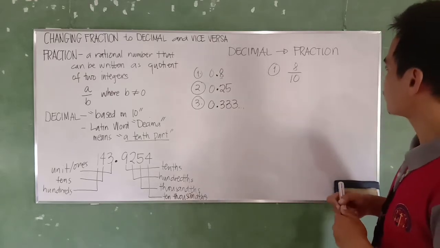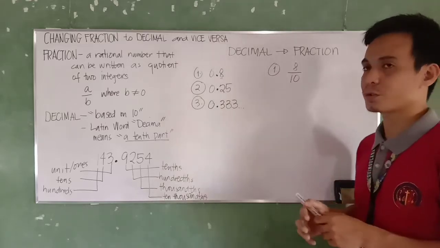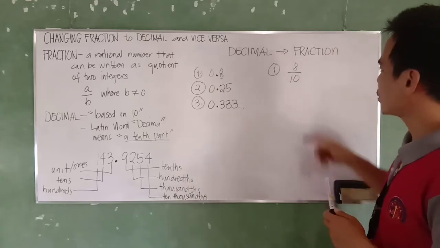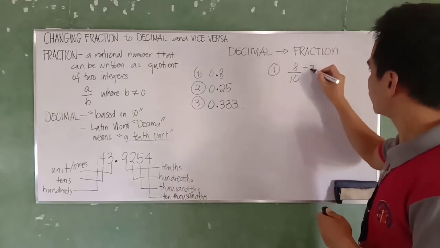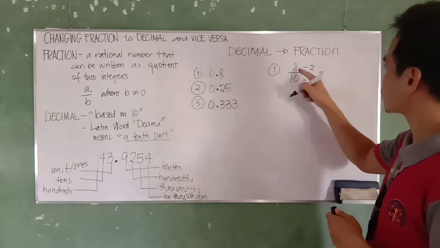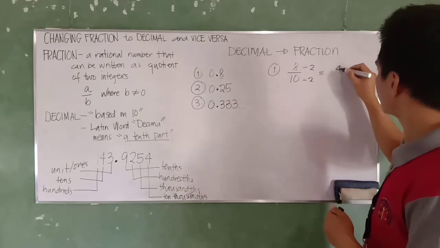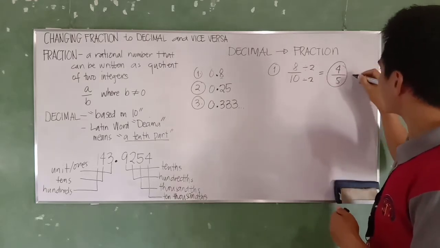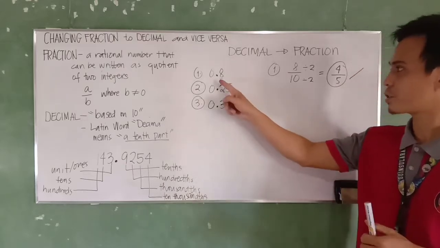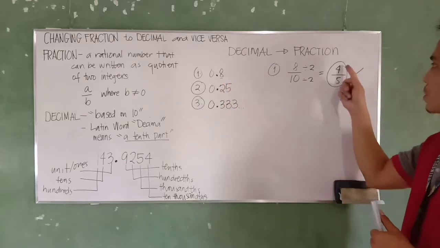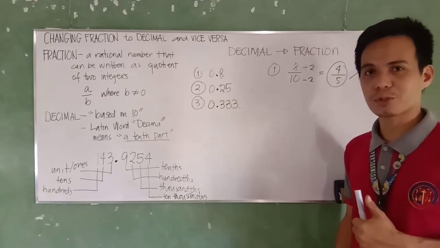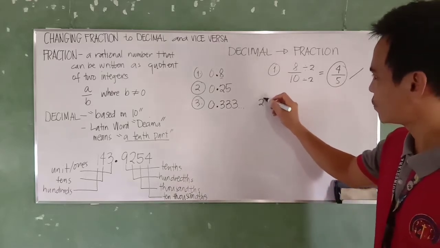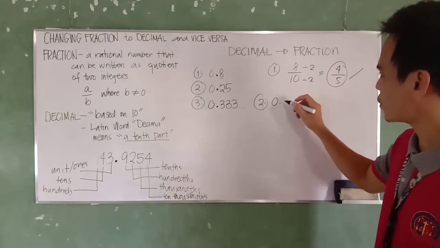Okay? So therefore, we have to get the common factor para ma-divide yung dalawa. So in this case, we have 2. So therefore, 8 divided by 2 is 4. Over 10 divided by 2 is 5. So there you have it, guys, our answer. So therefore, 0.8 in fraction is 4 over 5. Ganun na po siya kadali, guys. Okay? Lagi tandaan. Let's try example number 2. Example number 2 is 0.25.